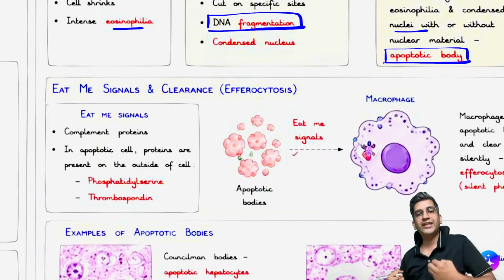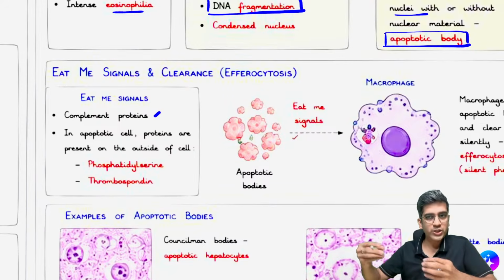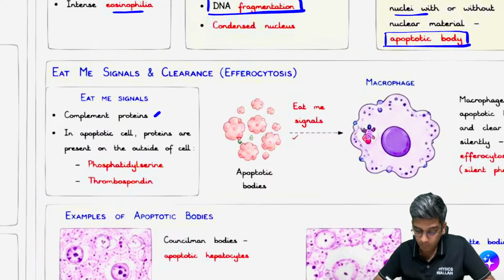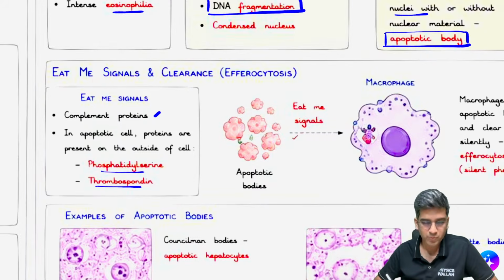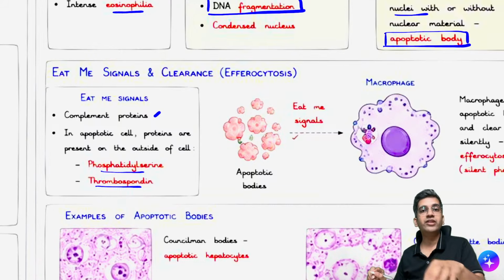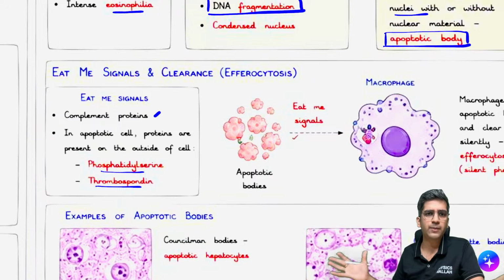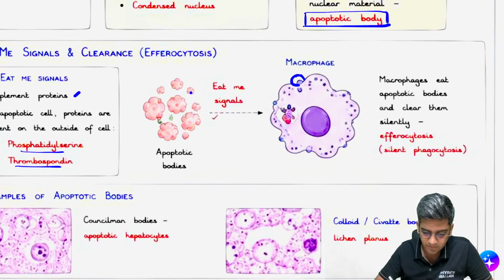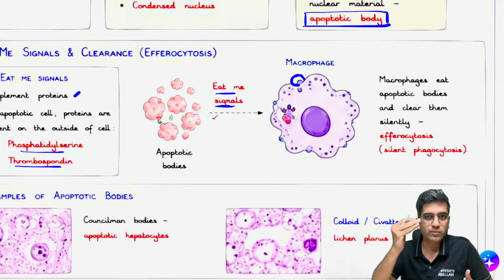So this apoptotic body starts giving signals, two important signals. One is that complement proteins will bind to it, telling my macrophage, see, dead particle, opsonized, come and eat. And most importantly, phosphatidylserine and thrombospondin. These are seen exclusively in apoptotic bodies, not seen in inflammation. Complement is shared between inflammation and apoptosis. So once the apoptotic body comes, these go and bind on the surface. They are eat-me signals, phosphatidylserine and thrombospondin.